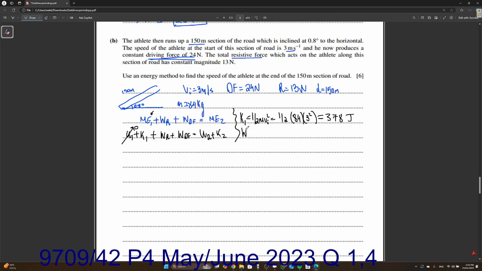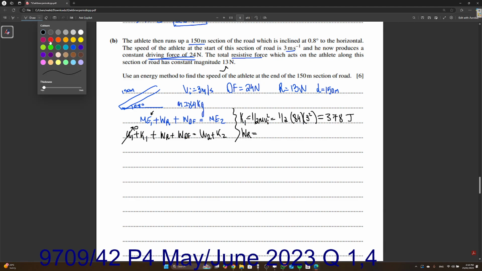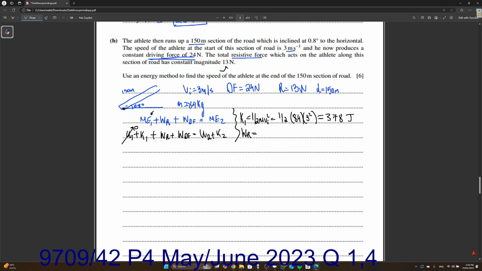The work done by the resistive force. We know that the resistive force is 13 newtons, okay? We know it's across 150 meters of displacement, right? So that's the distance. Let me show you so you can understand it better. You have the block over here. We're moving in this direction. This is the movement. The resistive force is in this direction, right?